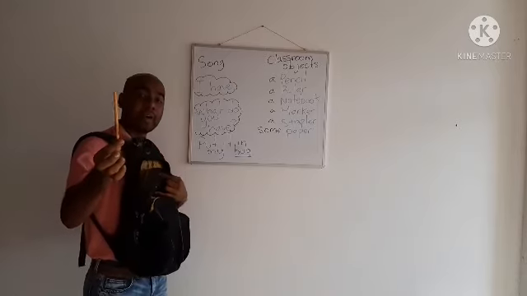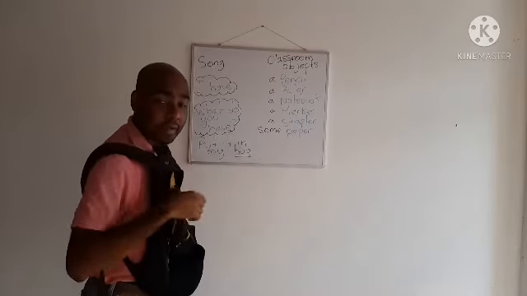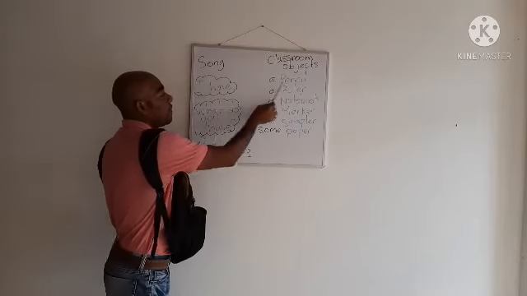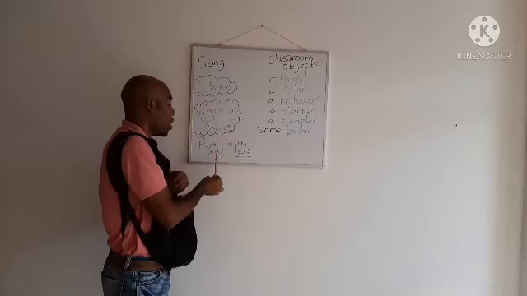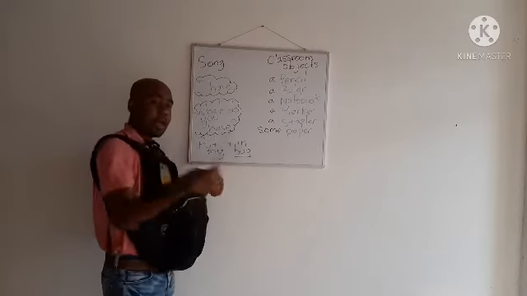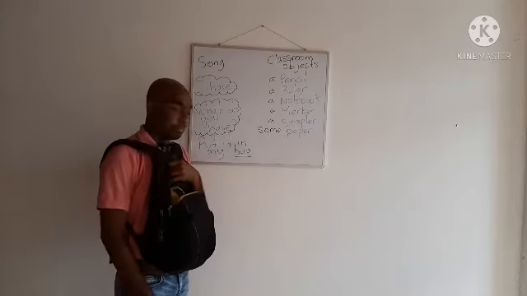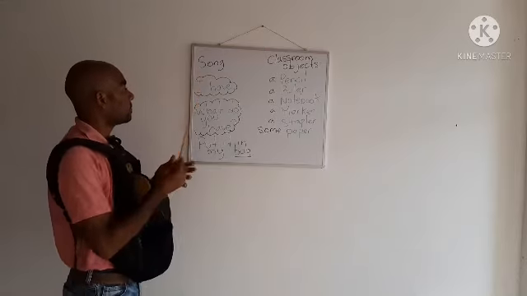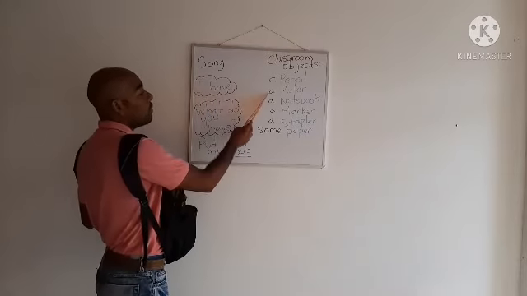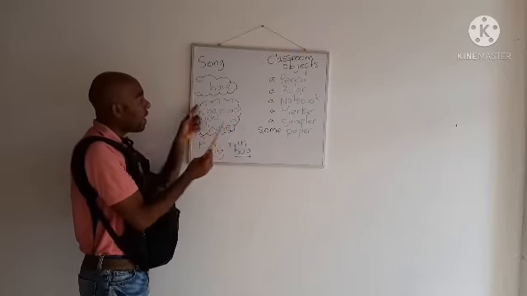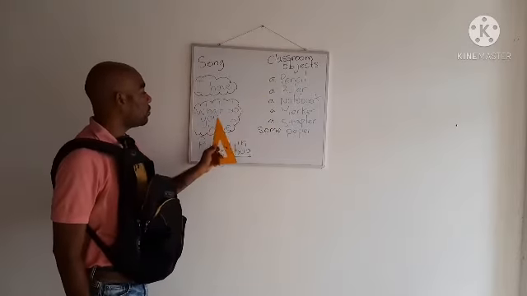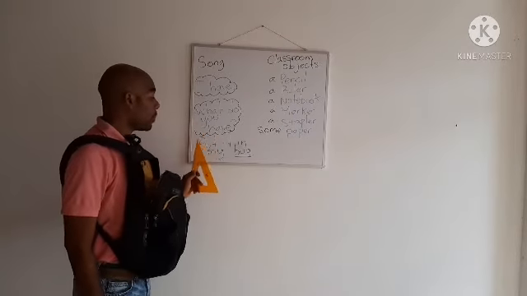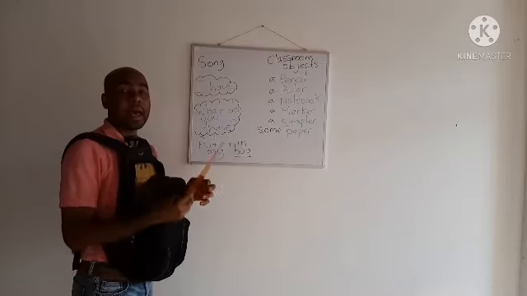I have a pencil. What do you have? I have a pencil. What do you have? Put it in my bag. Primero, a ruler. I have a ruler. What do you have? I have a ruler. What do you have? Put it in my bag.